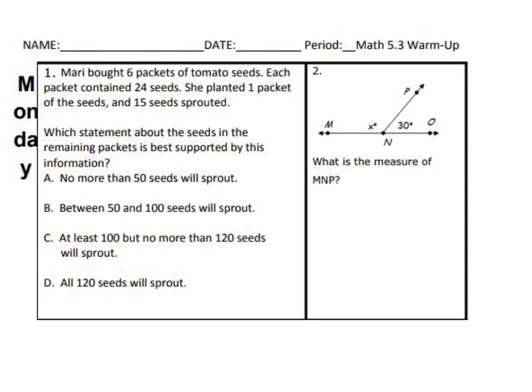Okay, so in this warm-up, it's saying Mari bought 6 packets of tomato seeds. Each packet contained 24 seeds. She planted 1 packet of the seeds, and 15 seeds sprouted. So basically, if you think about it, out of 1 packet, 15 sprouted. That means 15 grew. So out of the 24, we really don't need the 24 at all, because they're asking which statement about the seeds in the remaining packets is best supported by this information.